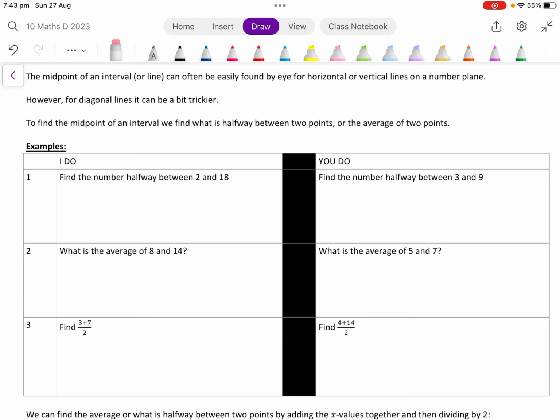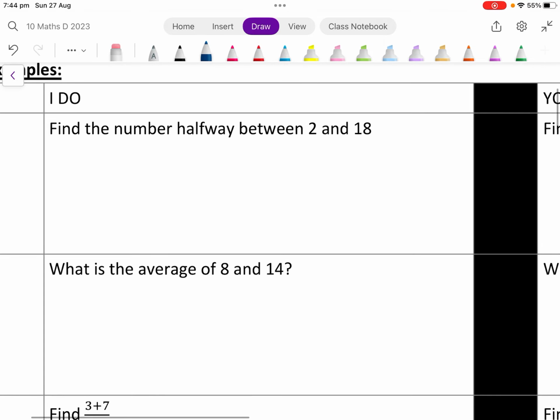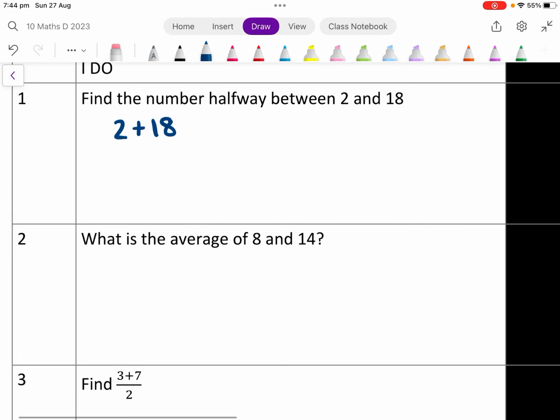So for question 1, we want to find the number halfway between 2 and 18. So to find the number that is halfway between, we add the 2 numbers together. So we're going to go, what is 2 plus 18? And then we're going to divide this by 2. So 2 plus 18 is 20, divided by 2 is equal to 10.